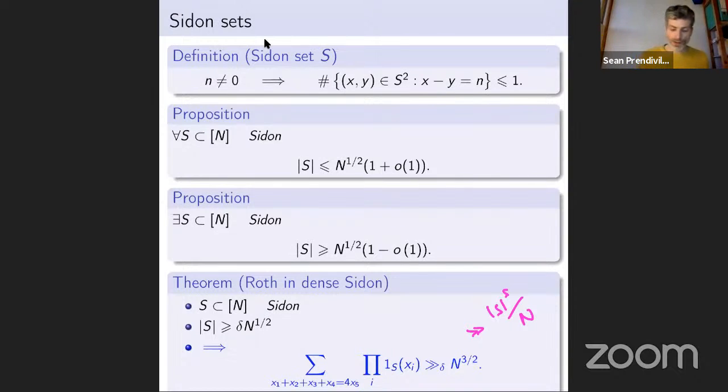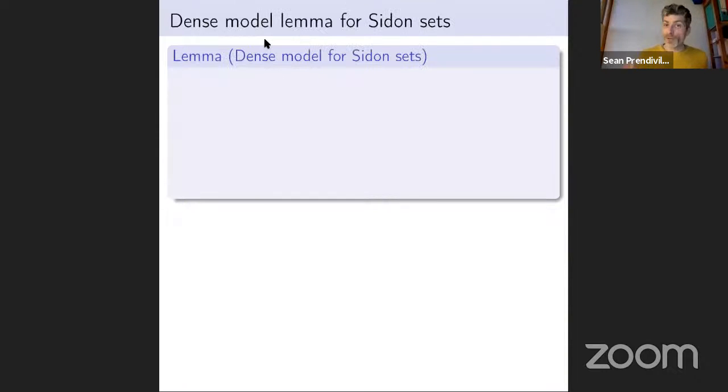So there's a question about the definition of Sidon set: you can replace 1 with other numbers. Yeah, that's fine. Maybe one could try getting these methods to work for those sets.